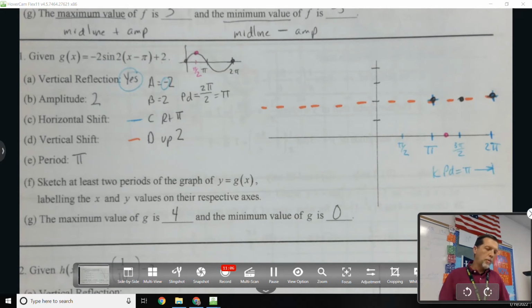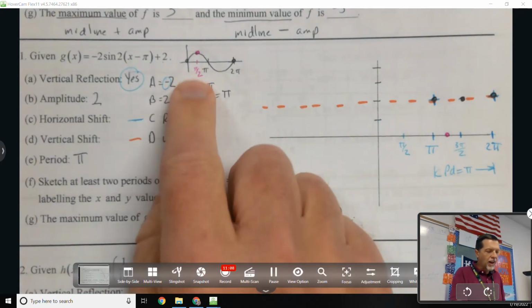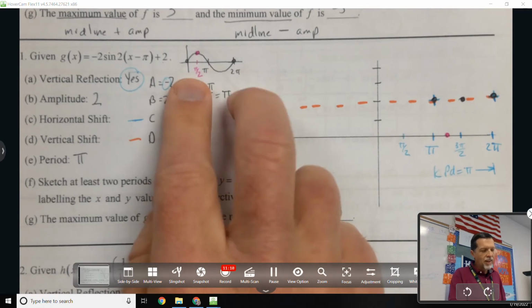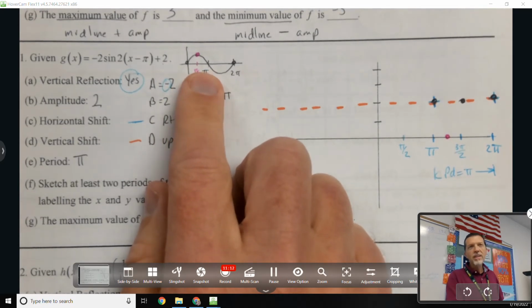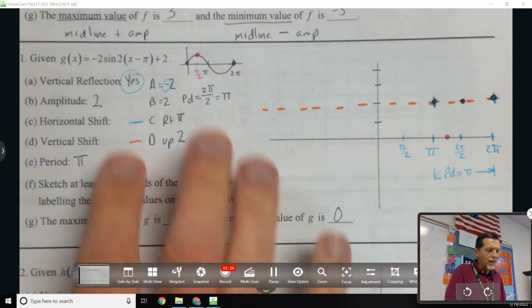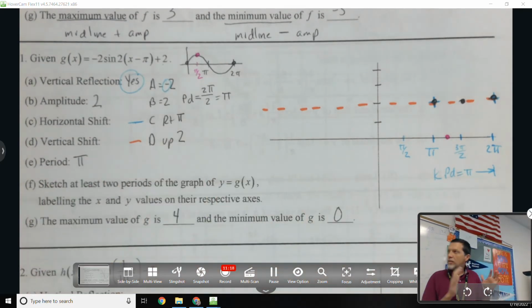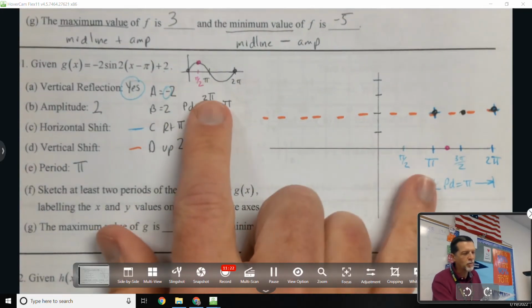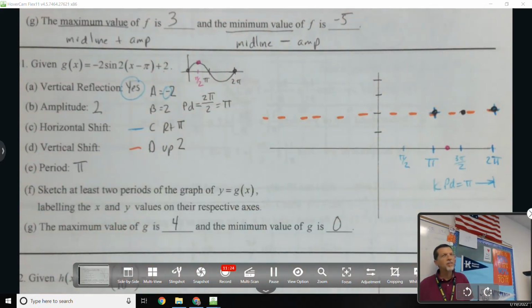But our period has changed, so I don't know that I would care that it's at pi over 2. I would say it's at a fourth of the way there. It's at the half of the half. Because when we start switching phase shift and period shifts, then making those numbers match up isn't always easy. It's better to think, where does it begin, where does it end, what's it doing halfway, and what's it doing at the half of the half, the quarter points.